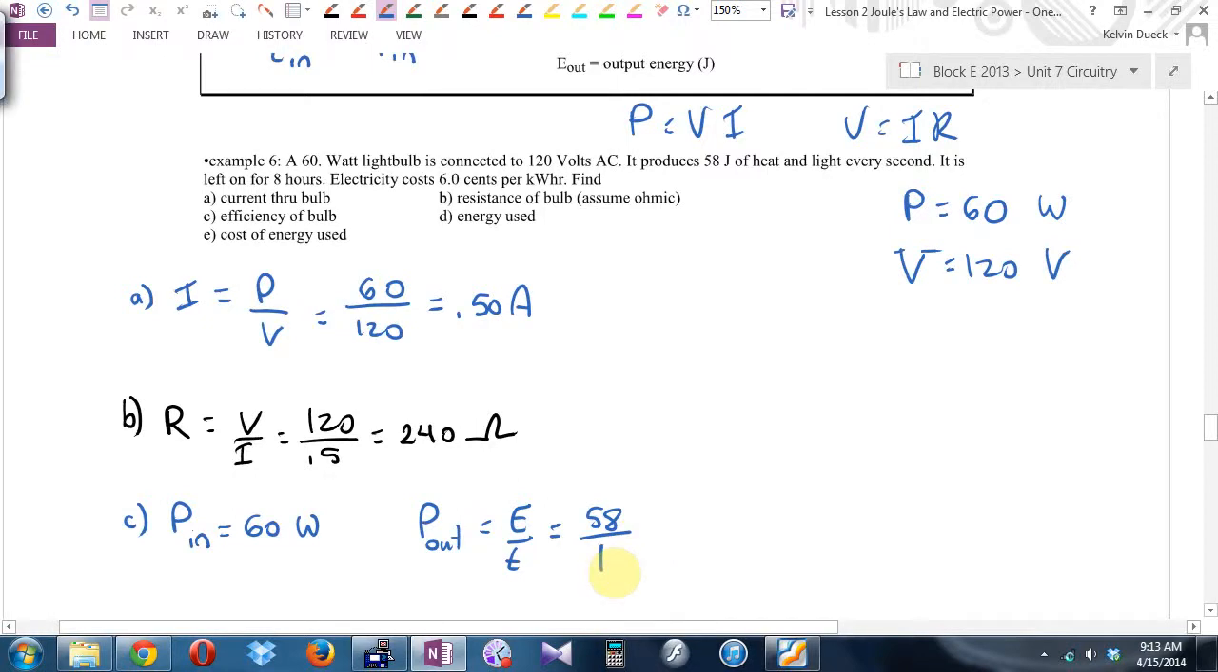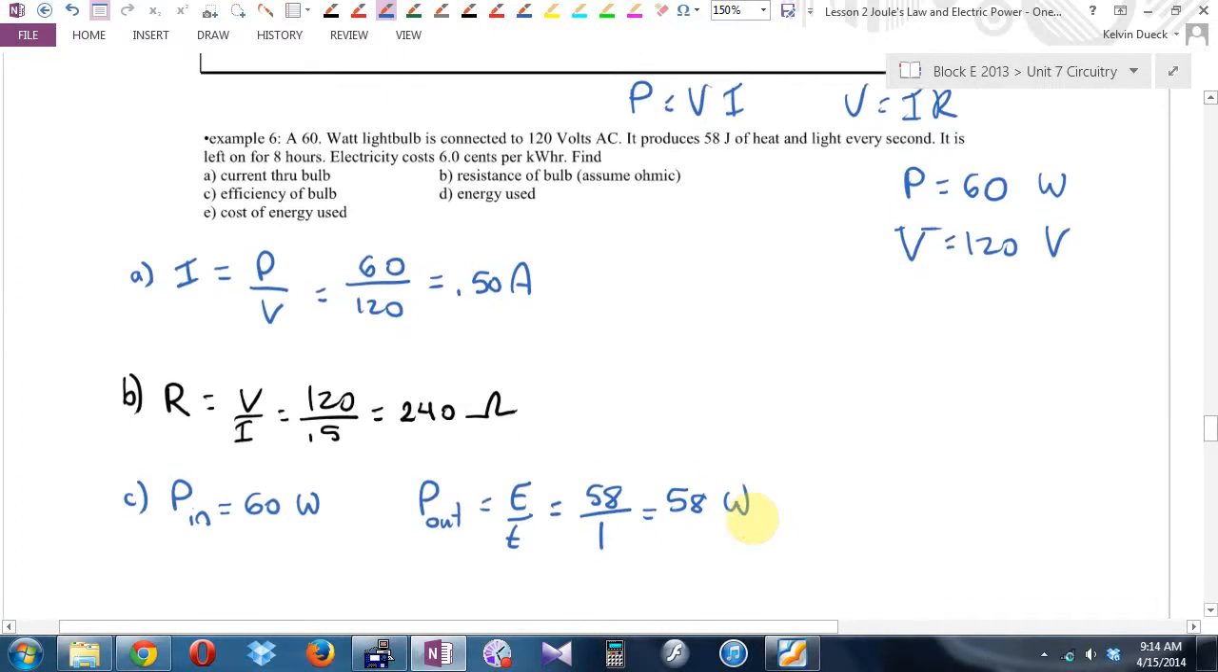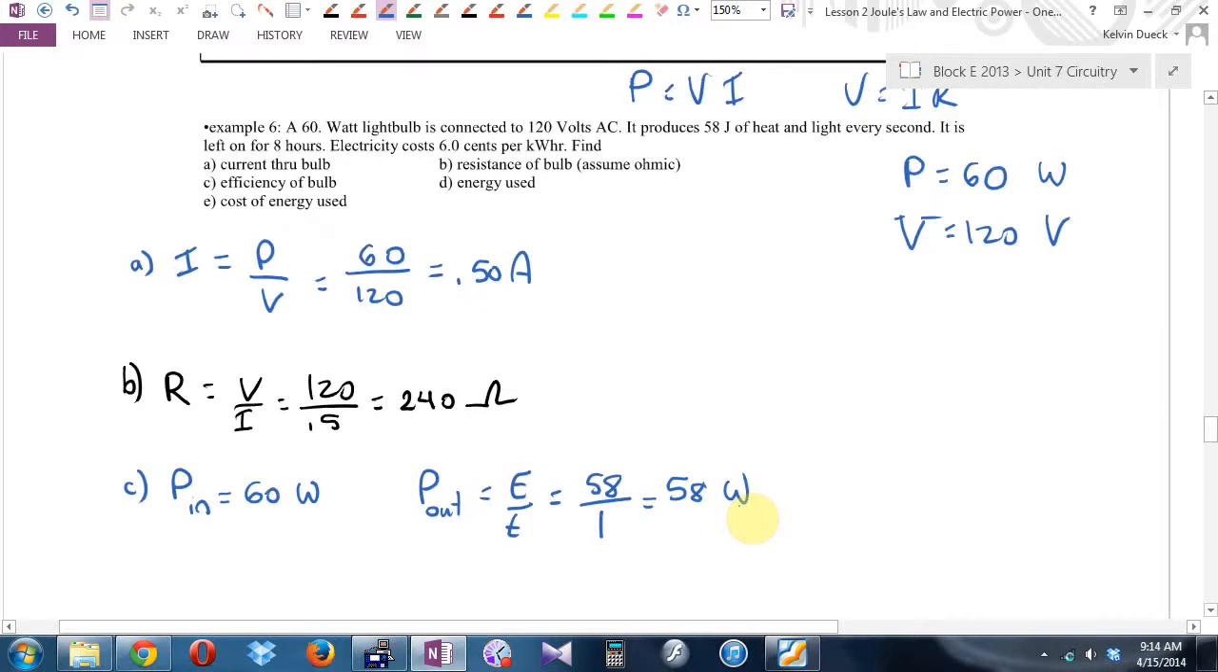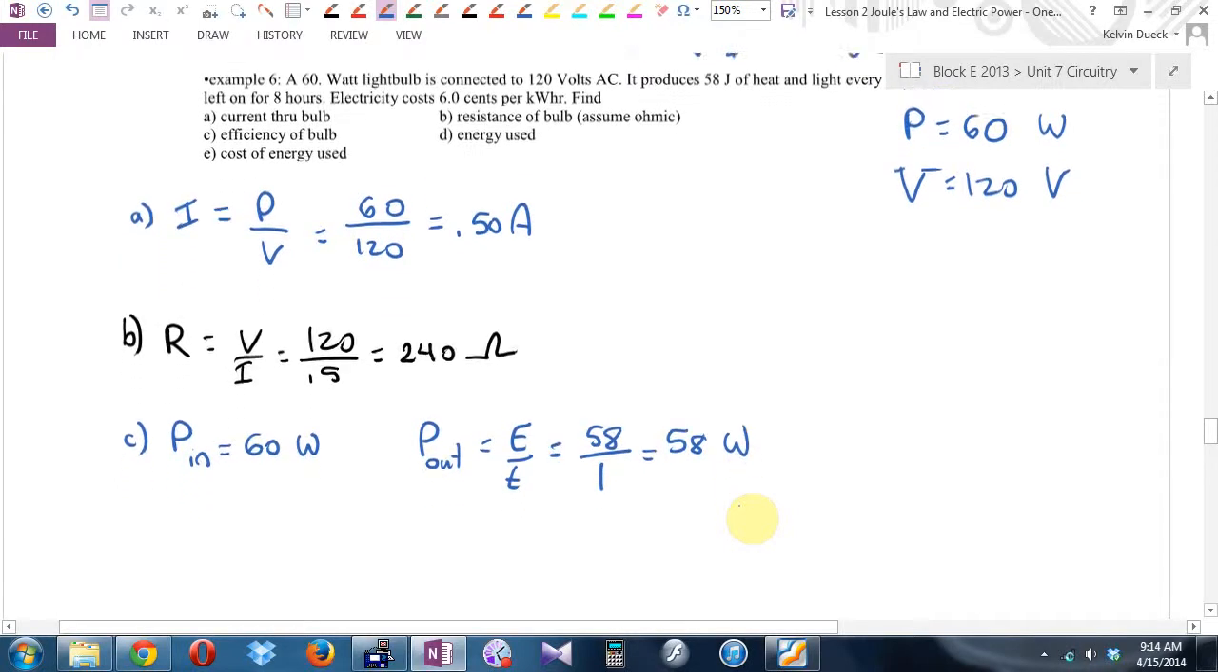Doug, in your head, what's 58 divided by 1? Really? I don't think you, okay. So we're getting out 58 watts. Well, no, we're producing 58 watts of heat and light every second. Most of that goes into heat, actually. But how efficient is this bulb?